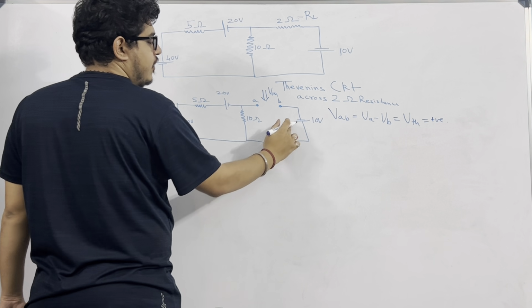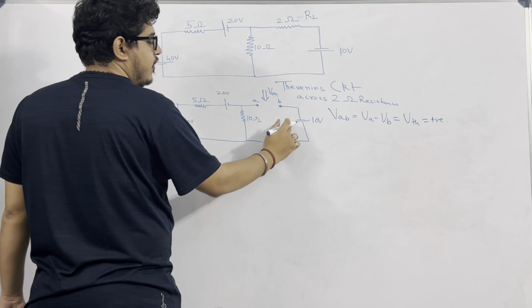So I get I equal to 4 by 3, so it is minus 1.33. So my assumed direction of the current I is wrong, which is indicated by this negative sign. Otherwise, the magnitude of the current flowing is 1.33.